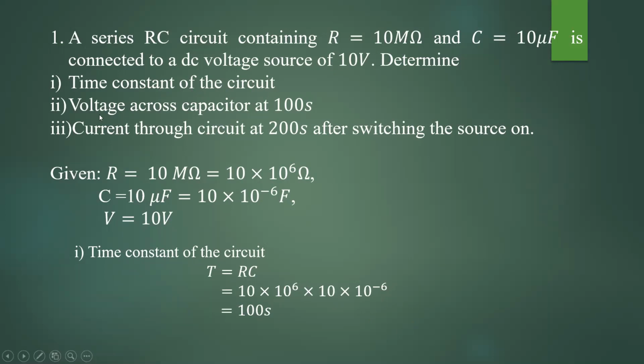Okay. Next, second question. What is the voltage across capacitor at 100 second? Remember, we have obtained the time constant is equal to 100 second. Now we have to find out what is the voltage across the capacitor at that time, which is equal to the time constant. Okay. So what will happen to the voltage at the time T is equal to RC? Because 100 second is nothing but T equal to RC. We have to find out how much the voltage increases at this 100 second. That is the second question.